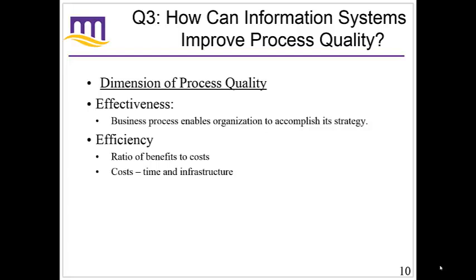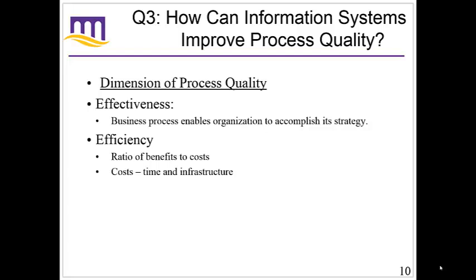So question 3, how can information systems improve the process? Well, there are 2 basic ways you can judge the quality of any process, which is through its effectiveness or its efficiency. Efficiency is usually more quantifiable in that you can say we've decreased our costs, or we've saved some time, or we need less infrastructure. So this might be that you've improved the process so that you can sell off one of your warehouses. That might be an example of that.